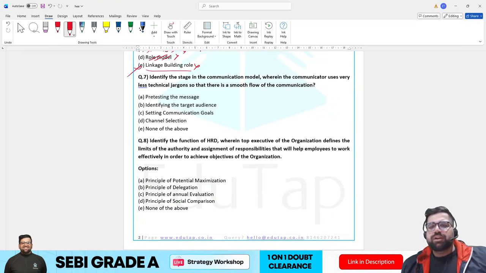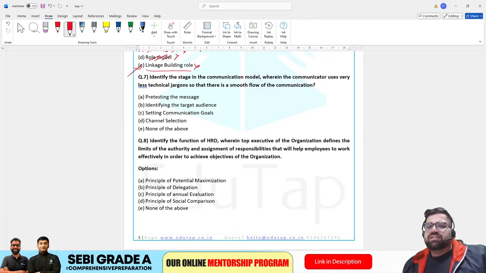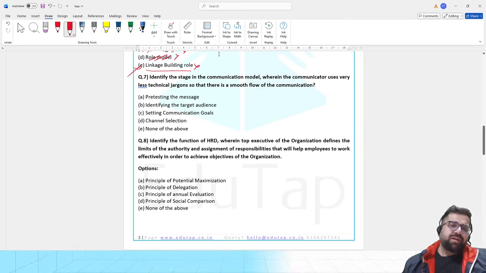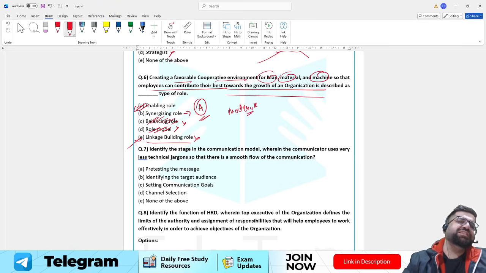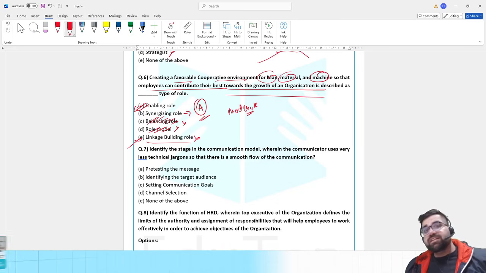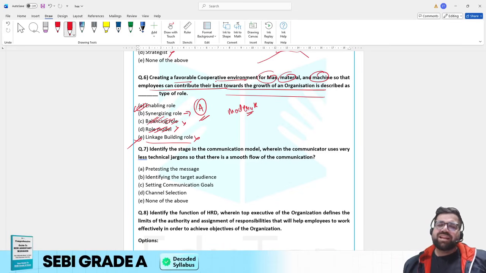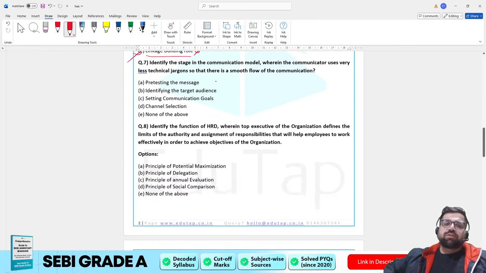Identify the stage in communication model where the communicator uses less technical jargons so that there is smooth flow of communication. And by the way, before I go to next question, question number 6, I would say is a moderate kind of question, because we discussed Henry Mintzberg's roles of managers, which are the 10 roles of a manager. But over here, they are asking questions from some other different roles. So you can think and answer, but I will not term it as tough. It is moderate scale.